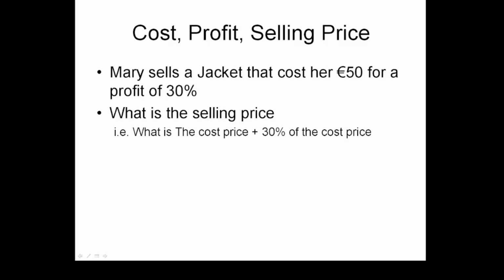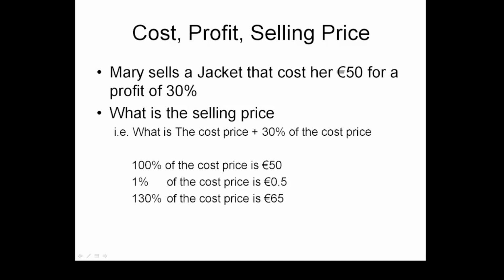Next question. Mary sells a jacket that cost her €50 for a profit of 30%. Now you already know how to do these questions, but let's do it using the unitary method. We're asked what is the selling price, which is the cost price plus the profit, which means 100% of the cost price plus 30% of the cost price. We know what 100% of the cost price is, and we want to find out what 130% is. Again, we find out what 1% is, and then we can find out 130%.